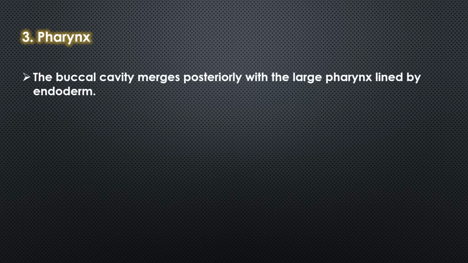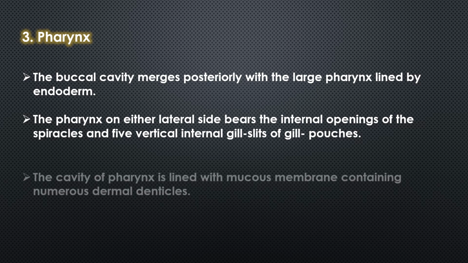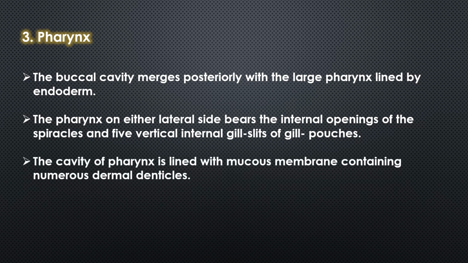The buccal cavity merges posteriorly with the large pharynx, which is lined by ectoderm. The pharynx on either lateral side bears the internal openings of the spiracles and five vertical internal gill slits or gill pouches. The cavity of the pharynx is lined with mucous membrane containing numerous dermal denticles.